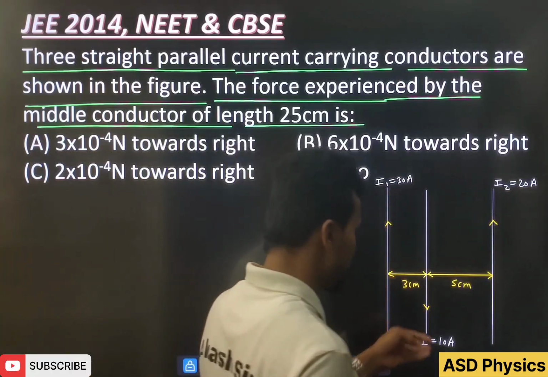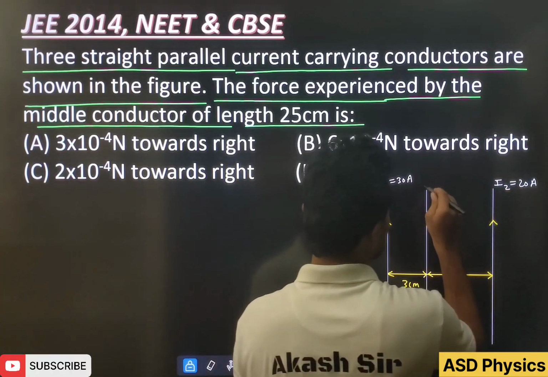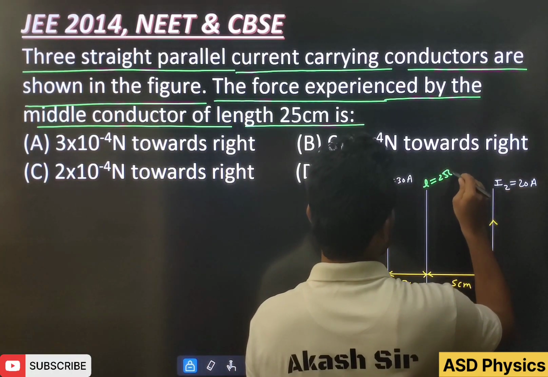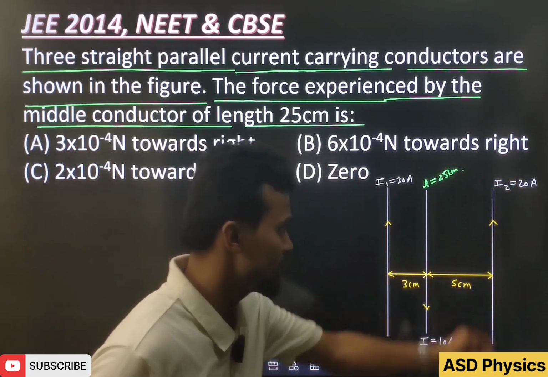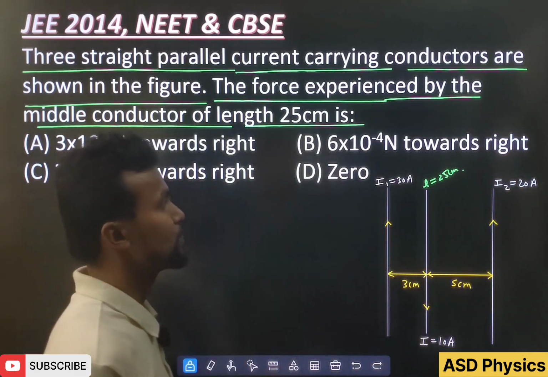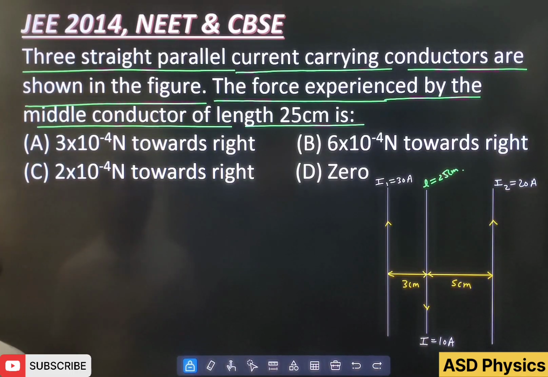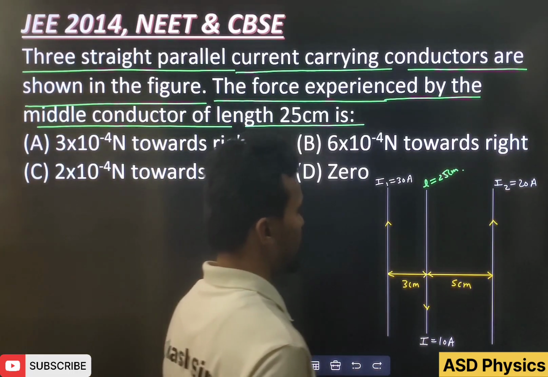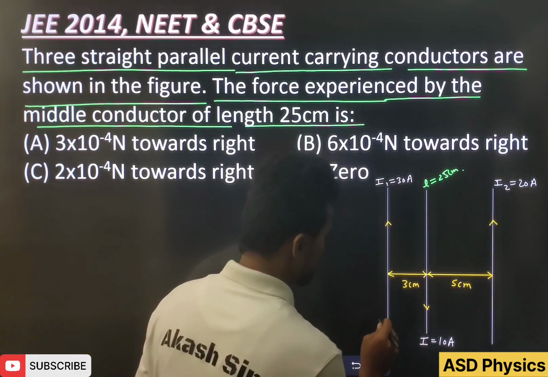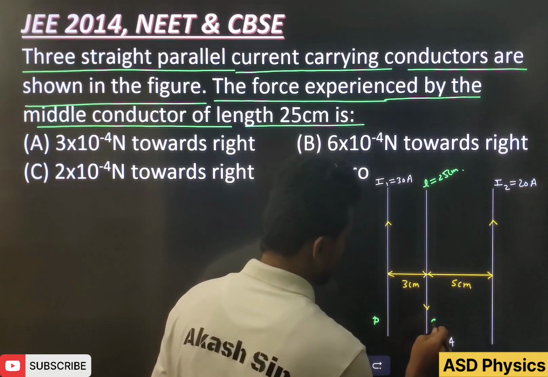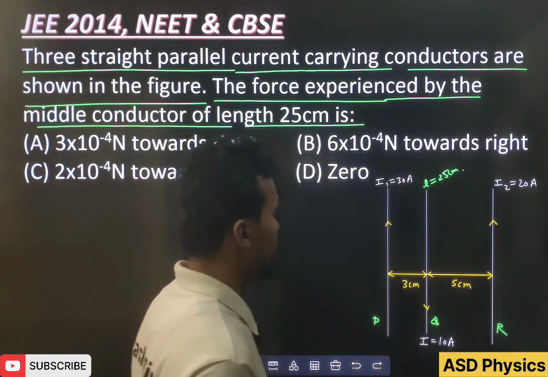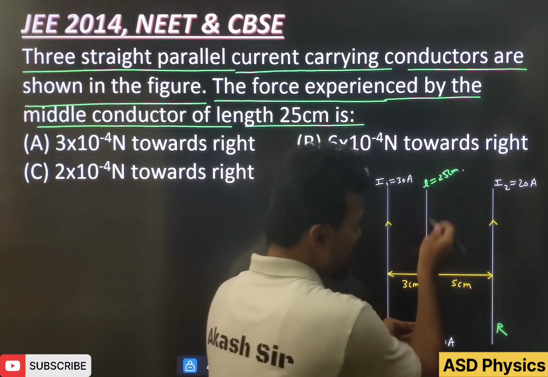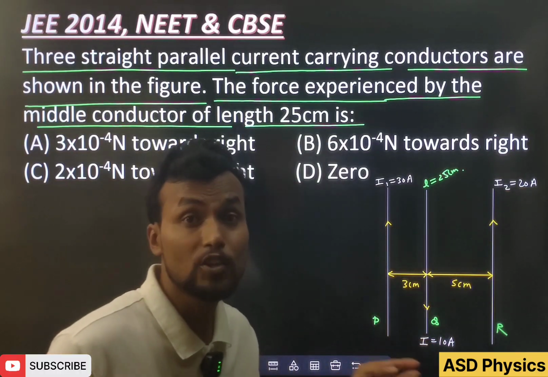Okay, this middle conductor is there, its length how much is given here? Let's take the length they are telling here, 25 centimeter. And these wires, let's take these wires as infinite wires. So we will see what we have to calculate: the force. Let's take this as conductor P, this is conductor Q, this is conductor R. So first I will calculate the force on conductor Q, one by one.